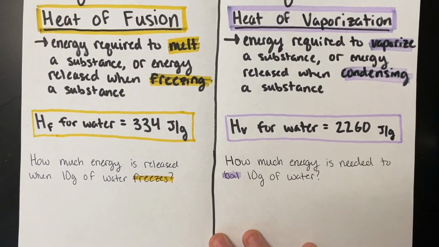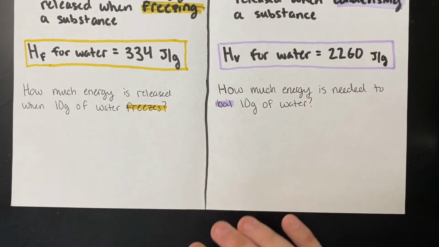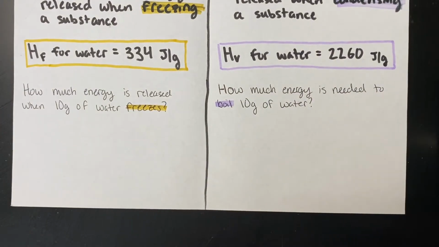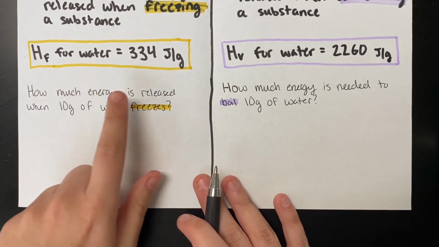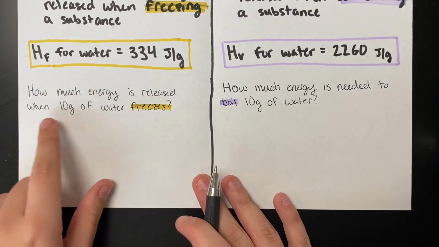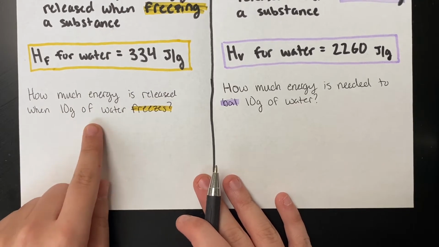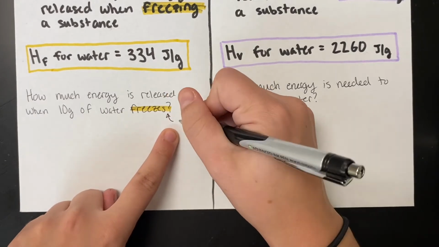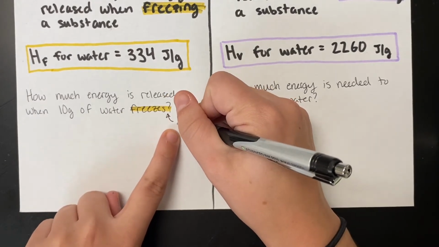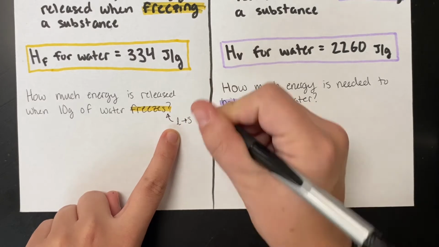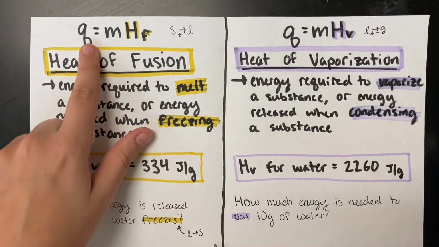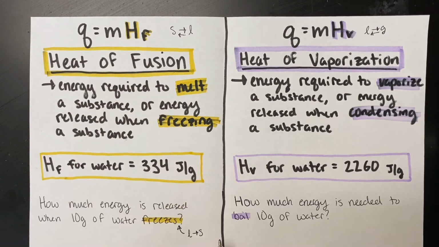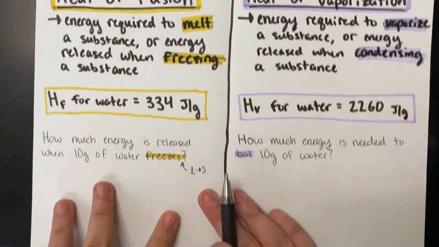Let's look at a couple example problems. These are pretty easy. All you need to do is, as always, figure out what information we are given and plug it into the formula. So this one says, how much energy is released when 10 grams of water freezes? Since this is freezing, that means we are going from a liquid to a solid. So that's why we're going to use our heat of fusion formula to figure this out.